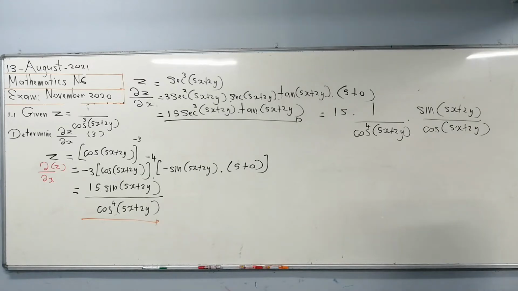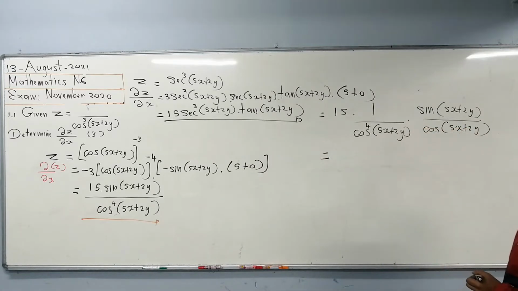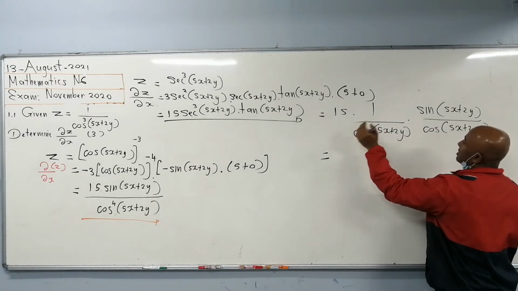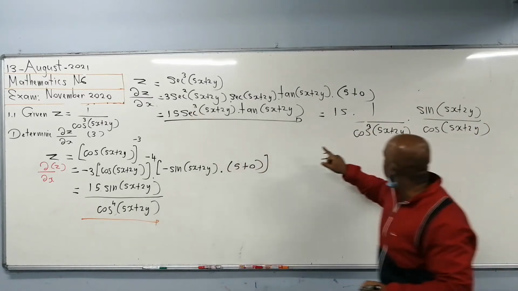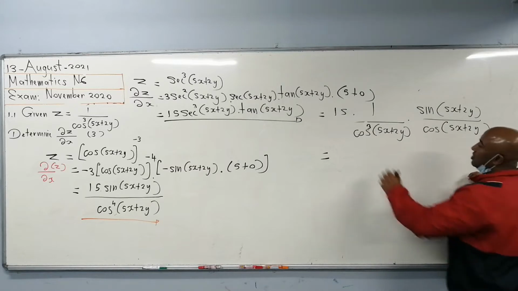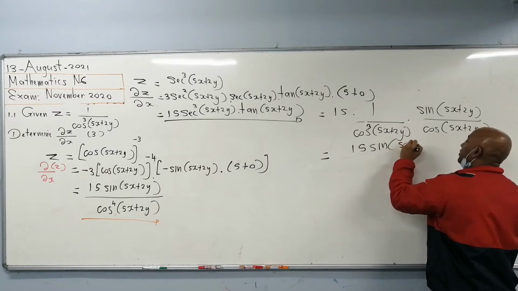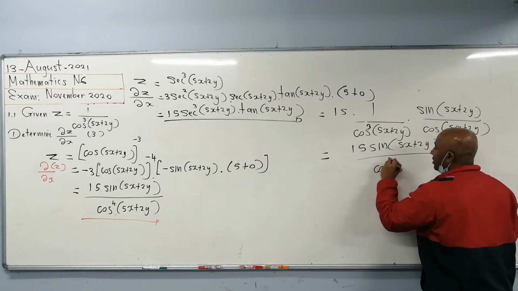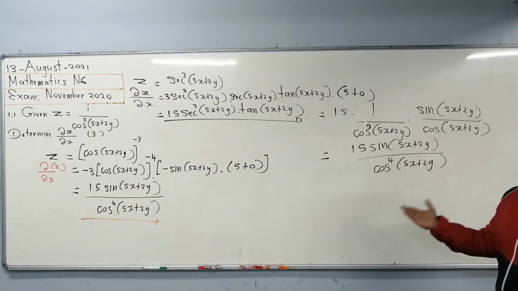Alright, so now let's see how different this is going to be. So we got sec to the power 3, that is 1 over cos cubed. Sec to the power 3, 1 over cos to the power 3. Tan is sine over cos. So now 15 times 1 times sine, that will be 15 sine 5x plus 2y. And cos to the power 3 times cos will be cos to the power 4 of 5x plus 2y. And it is equal now.